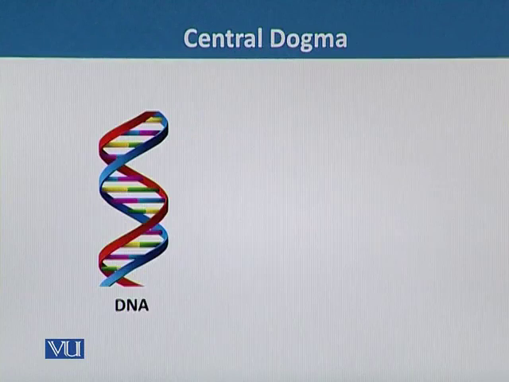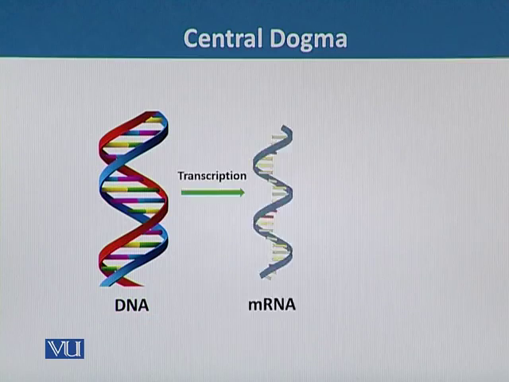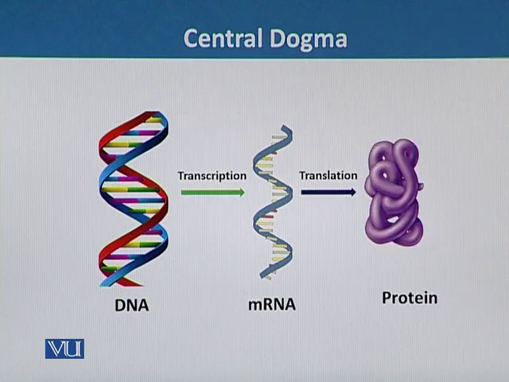I have already told that the information is stored in the molecule of DNA, and this information is then transferred to a molecule of RNA, and the information that is stored in the RNA is decoded to form different types of proteins, and all the functions performed in the cell are performed by the proteins.